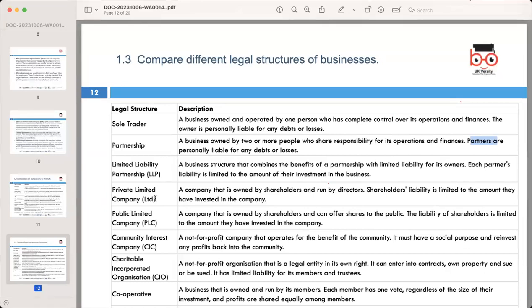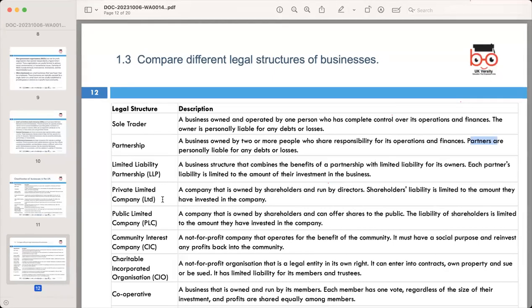Okay, then private limited company, a company that is owned by shareholders and run by directors. Shareholders' liability is limited to the amount they have invested in the company. Public limited company, a company that is owned by shareholders and can offer shares to the public. The liability of shareholders is limited to the amount they have invested in the company.